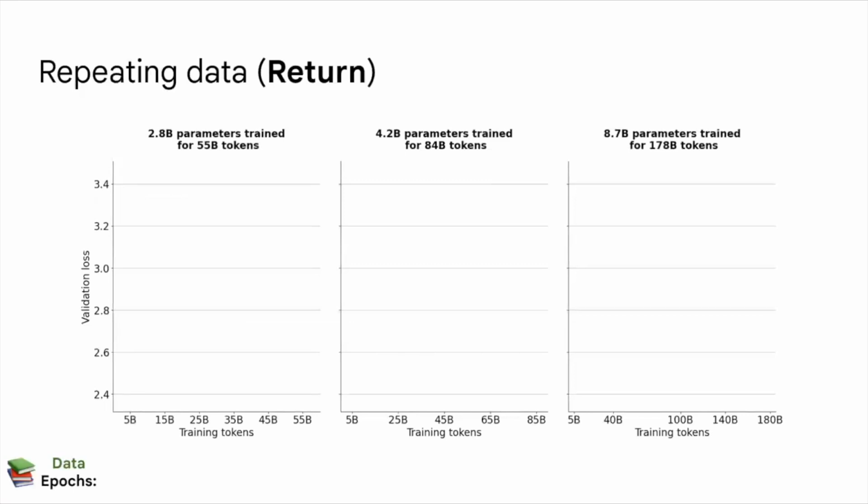All right, so let's look at the value that we get out of repeating, the return. So here we have those 3 configurations. On the y-axis, we're measuring the validation loss, which is our performance proxy. The lower, the better. And on the x-axis, we have the training tokens, so the training data throughout training. And this is the first model, where across all three configurations we're just training for one epoch. So this is the baseline, the way it's commonly done.